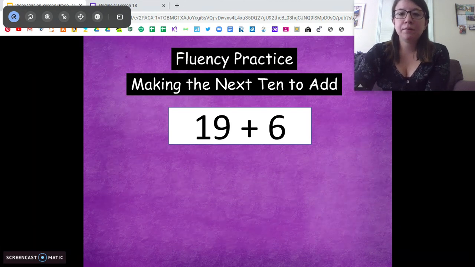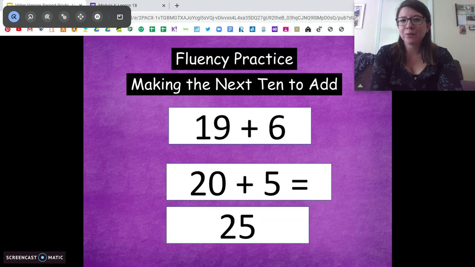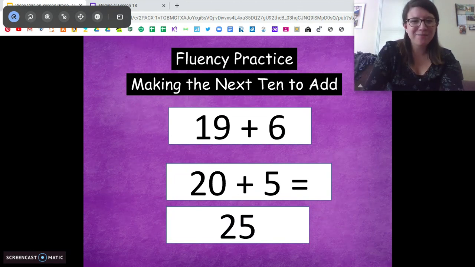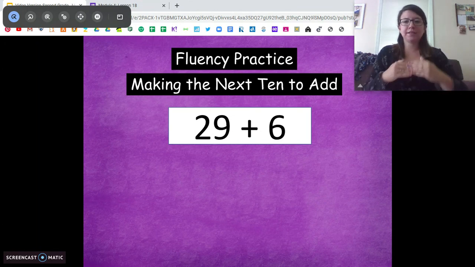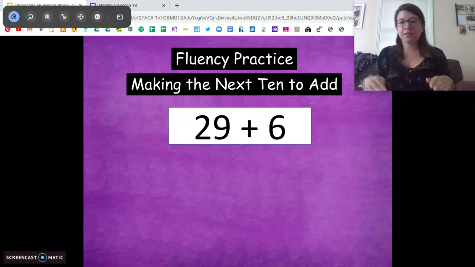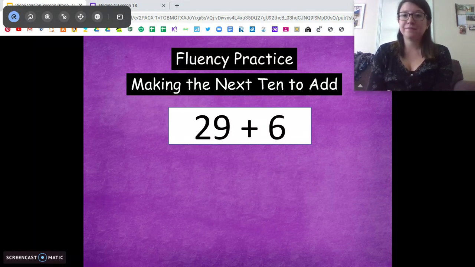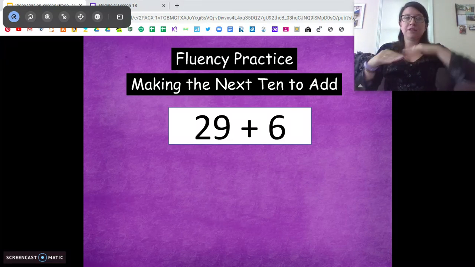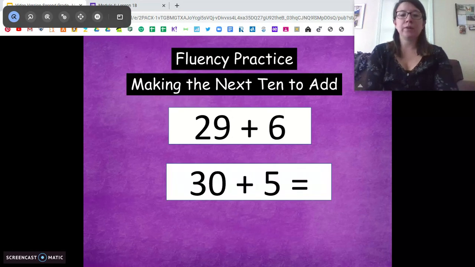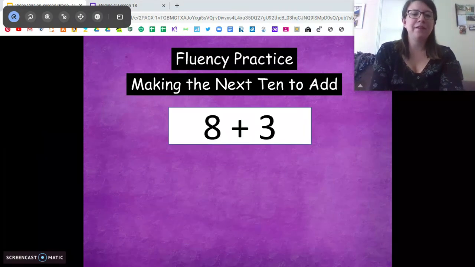So we have 19 plus 6. 19 to get to the next 10 is 20. So we need 1, so we're going to take 1 away from the 6. So we're going to get 20 plus 5, 25. Thumbs up? Good job. Let's try this one. 29 plus 6. Get 29 to its next 10, and then write the new problem. Tell me the answer. Pause and do that. Good. So 29 to the next 10 would be 30, and that's just adding 1. So we take 1 from the 6. So we got 30 plus 5, which equals 35. Good job.